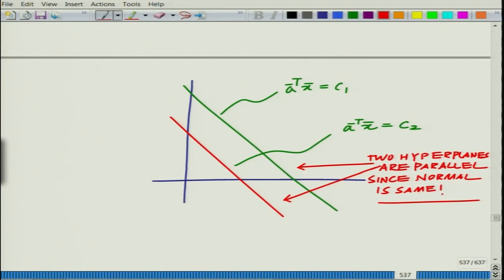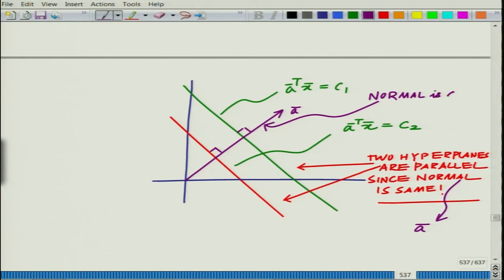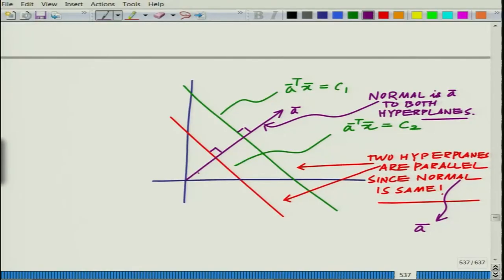What is the normal? The normal vector is nothing but a bar. If you look at this, this is your a bar and a bar is perpendicular to both. So the normal vector to both these hyperplanes is essentially your vector a bar. Now, what you can ask is, what is the distance between these two hyperplanes? Naturally, the distance between these two hyperplanes is basically d1 minus d2, where d1 is the distance of the first one from the origin, and d2 is the distance of the second one from the origin.